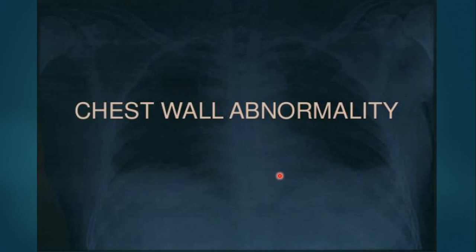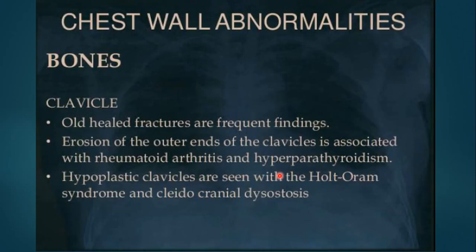Regarding chest wall abnormality, first of all, we have to look at the bones of the chest. So what are the bones that we need to look at to detect abnormalities? First of all, check the clavicles. Old healed fractures are common in the clavicle because it's one of the bones that are frequently fractured, and they heal most of the time beautifully and easily with good alignment. So you might see evidence of big callus. This indicates old healed fractures.